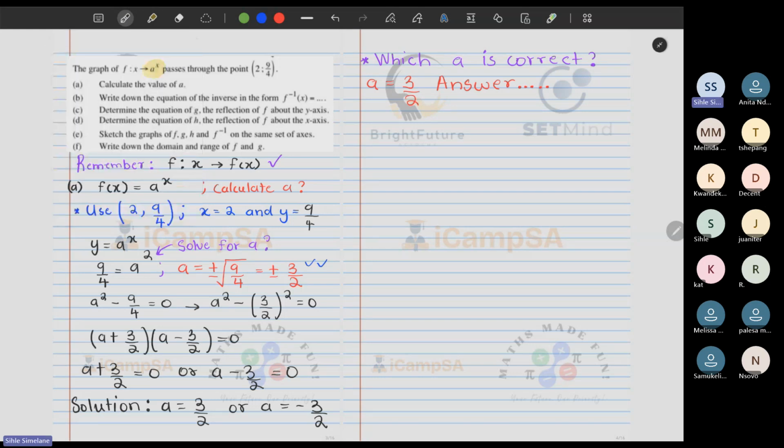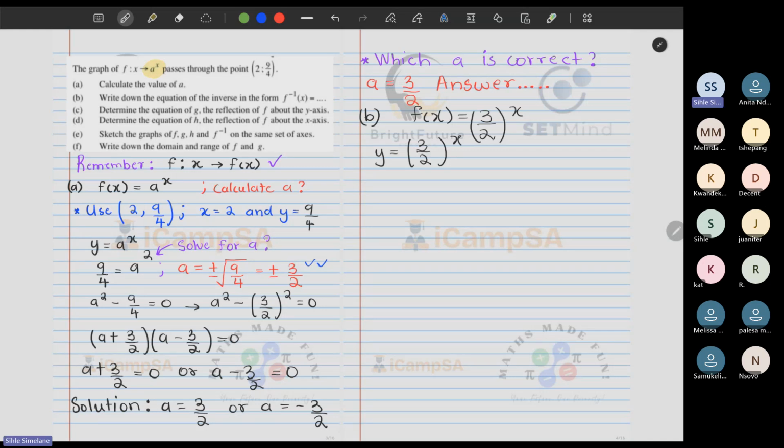So let's go ahead with that. So let's go to B. So it means our problem now is just f of x equals 3/2 all to the power of x. And this we can just write as y equals 3 divided by 2 all to the power of x.